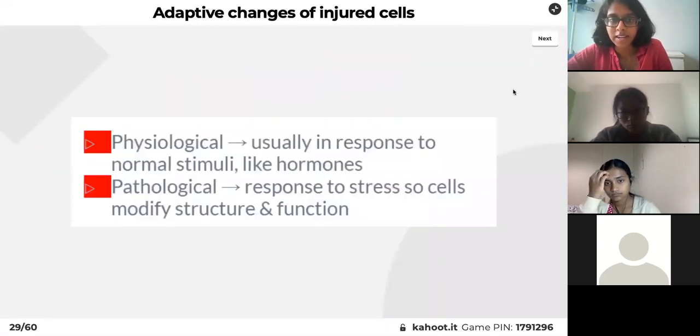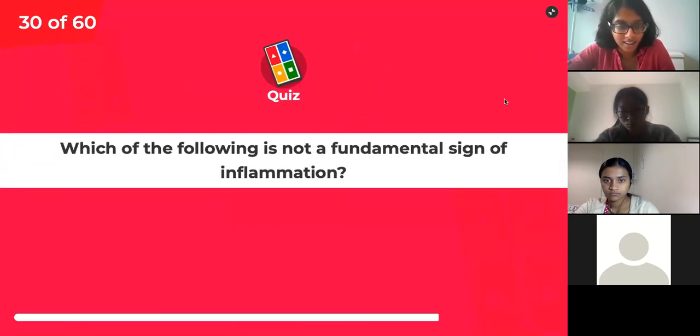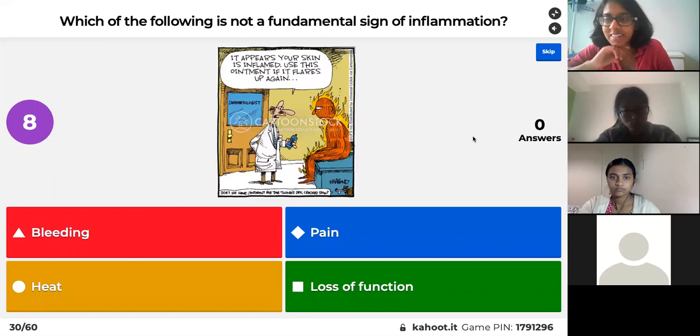So again, this is taken from our slides, adaptive changes of injured cells. So they can either change physiologically or pathologically. So physiologically means they respond to normal stimuli like hormones, and pathological means they respond to some kind of damage or injury to the cells, like stress more generally. So the cells will modify their structure and function. I think Akang showed a very similar question to this one, so hopefully this will be easy for you.